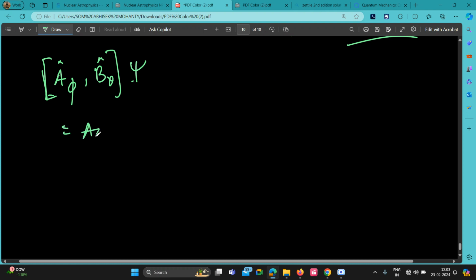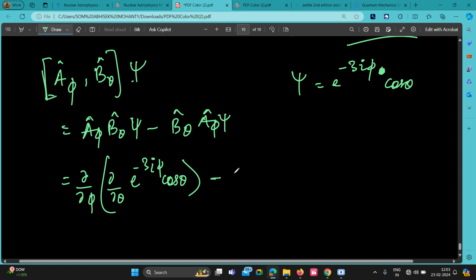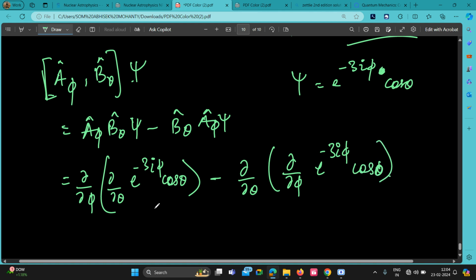So A phi B theta is equal to sine minus B theta A phi. Sine is over e to the power minus 3i phi cos theta. So del by del phi of del by del theta of e to the power minus 3i phi cos theta minus del by del theta of ... cos theta. So here, this is a function of theta only.